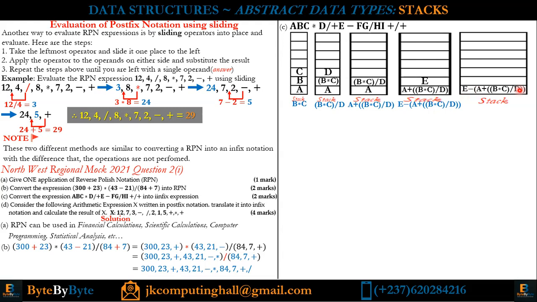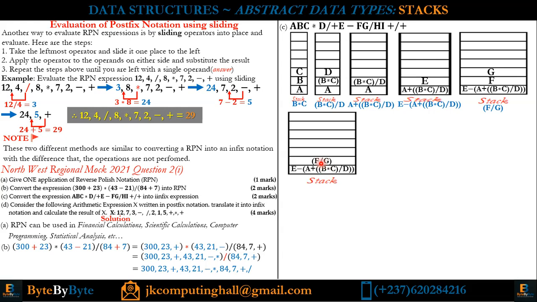Sorry, it's supposed to be all of this minus E. There is an error here. I hope you guys saw the error, because it's the one above. So I'm supposed to have all of this minus E. Then I push F, I push G. Now I have division, so I'm going to pop out F and G to have F divided by G.